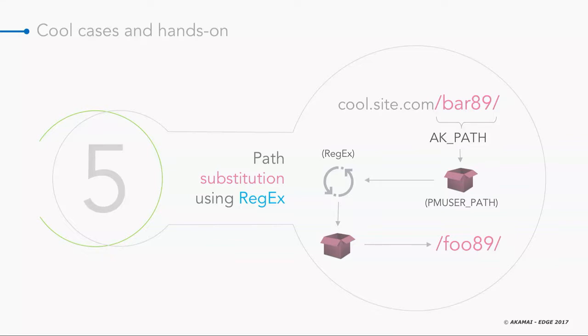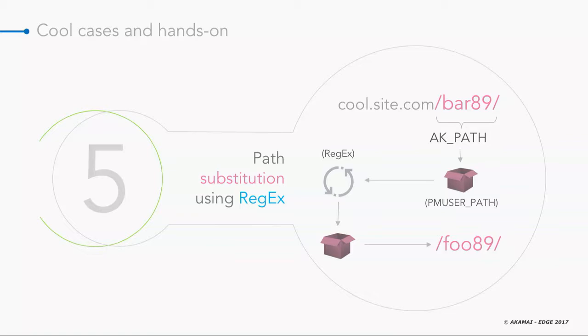All right. A fifth scenario here, just a use case, is a path substitution using regular expressions. And this is really powerful as well. So in this case, we have a predefined or built-in variable which is called AK path, which will contain the path that is incoming from the end user. So you can extract that value and put it in a user-defined variable. In this case, we call it PM user path.